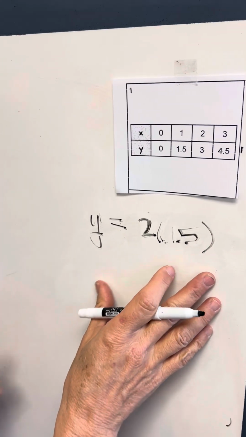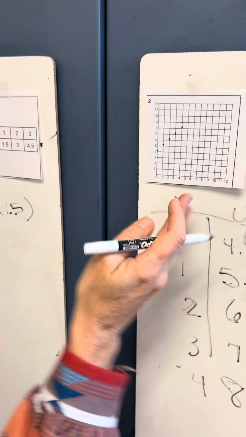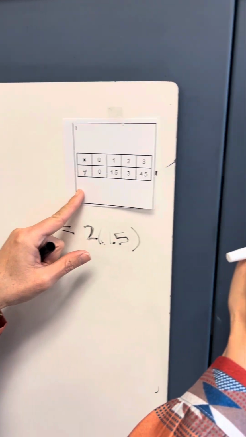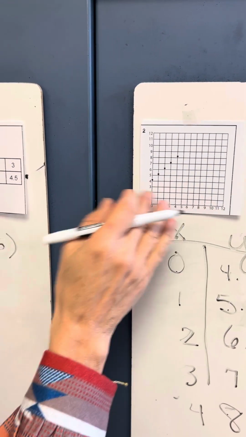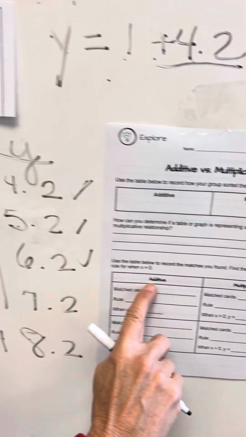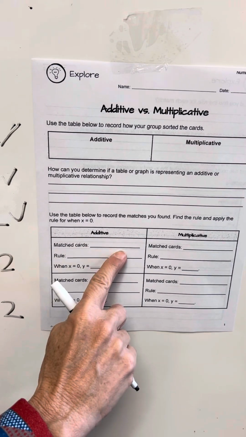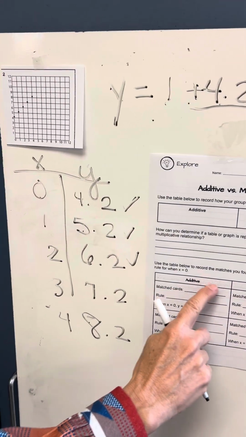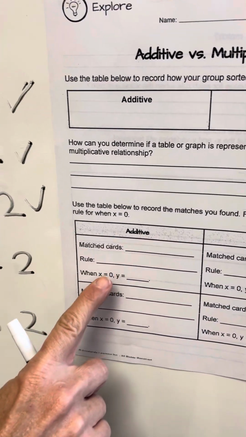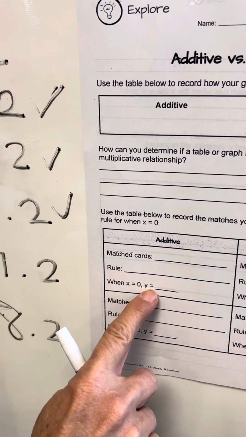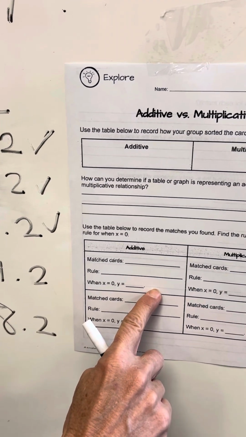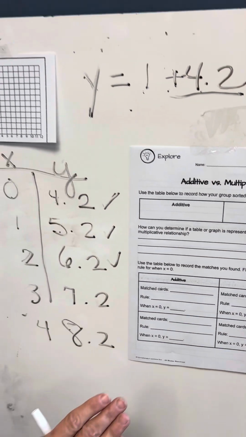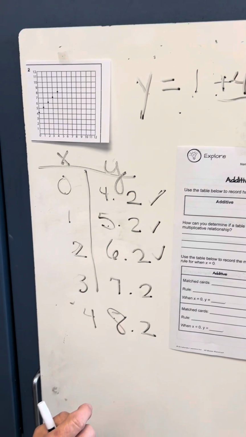Now what you're going to do after you've figured out which ones are additive and which ones are multiplicative is notice that there are tables that match coordinate planes. You're going to come over here, find the ones that are additive, find which pairs match, which one has a table and a coordinate grid that match, put those two numbers here, and then write the rule. Then you're going to solve: when x is 0, y is, what is the value here? Each one of these is for the match cards. There are 8 cards altogether, so there are 4 matches here. Have fun.